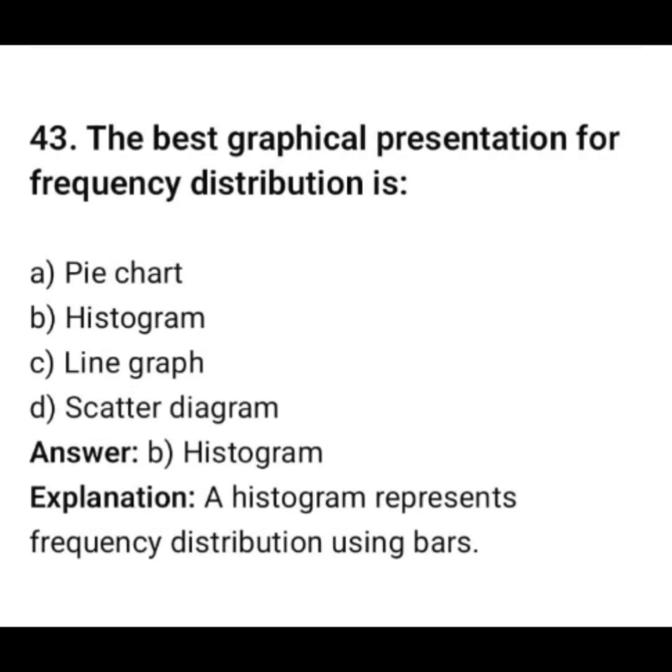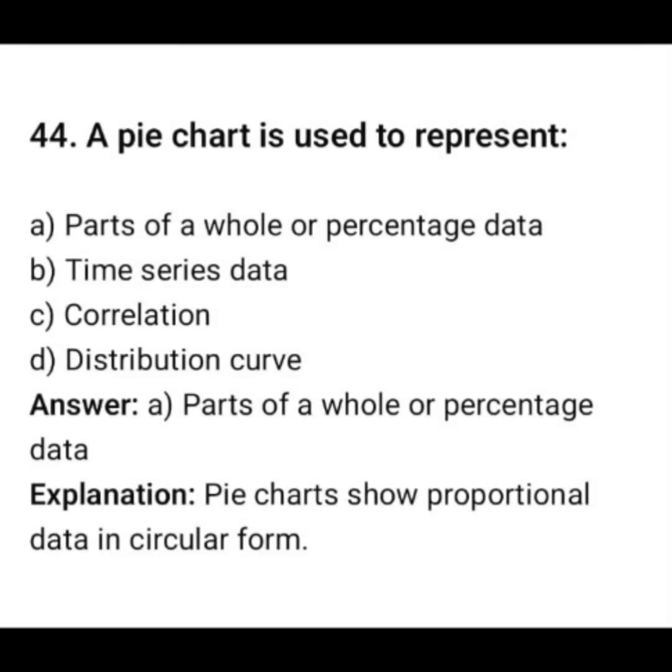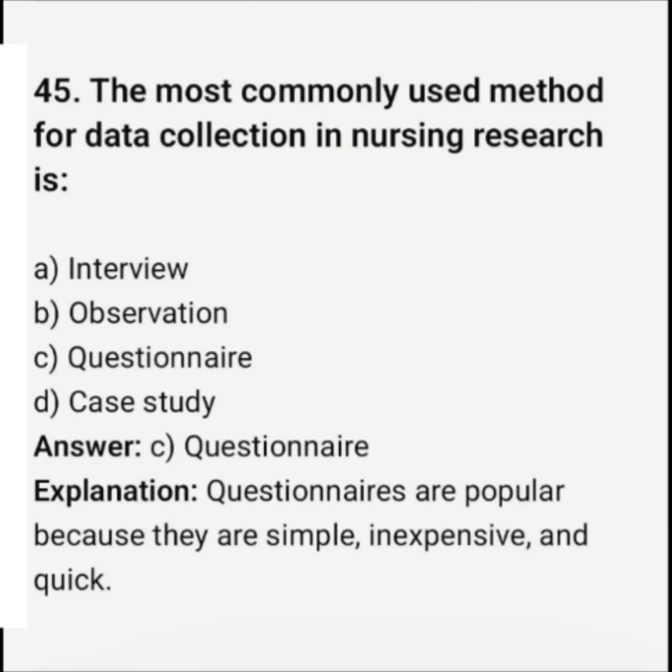The best graphical presentation for frequency distribution is: pie chart, histogram, line graph, scatter diagram. The correct answer is option B, histogram. A histogram represents frequency distribution using bars. A pie chart is used to represent: parts of a whole or percentage data, time series data, correlation, distribution curve. The correct answer is option A, parts of a whole or percentage data. A pie chart shows proportional data in circular form.